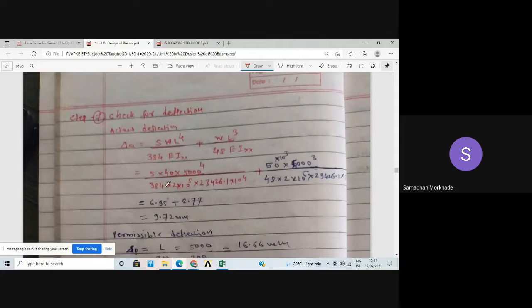See, W is 40. Again, remember the load should be the working load, because in step number 1 we used the factored load for shear force and bending moments. For deflection it is the working load. So this W is 40, not 60. And one thing you have to keep in mind while calculating the deflection: everything should be in Newton and mm.